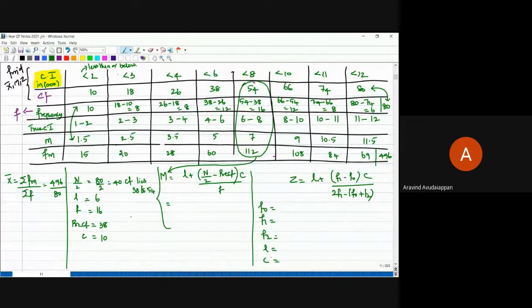Sir, class interval. Oh, the class interval length is 2,000. I made a mistake. This is 2. The class interval distance here is 2. Is that clear?